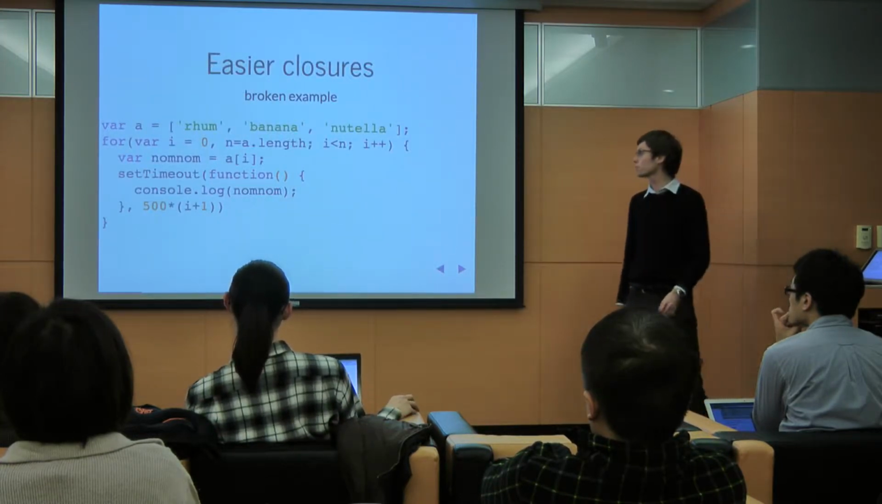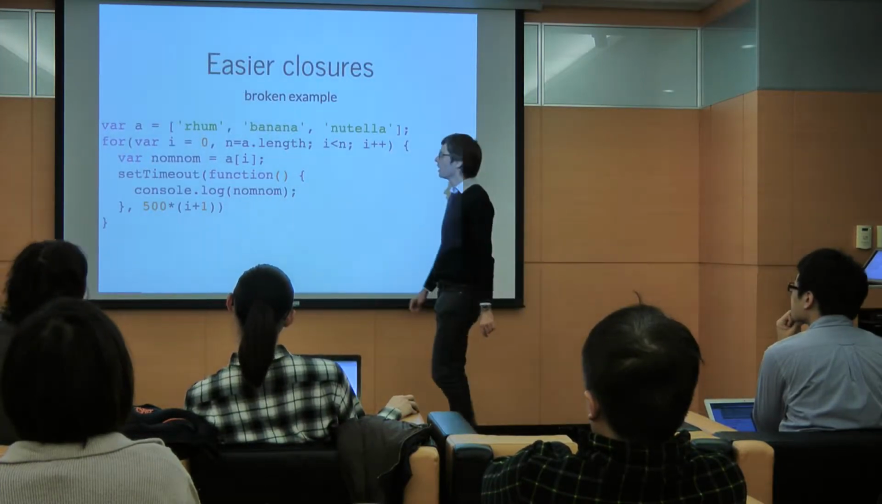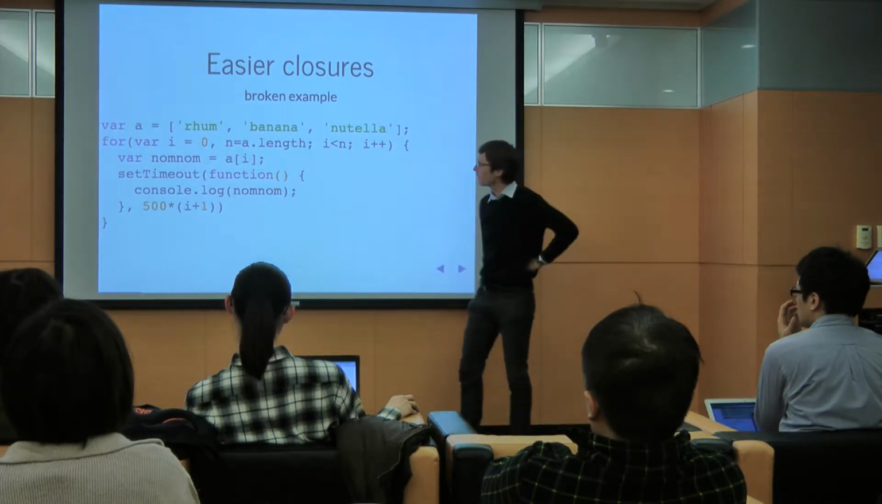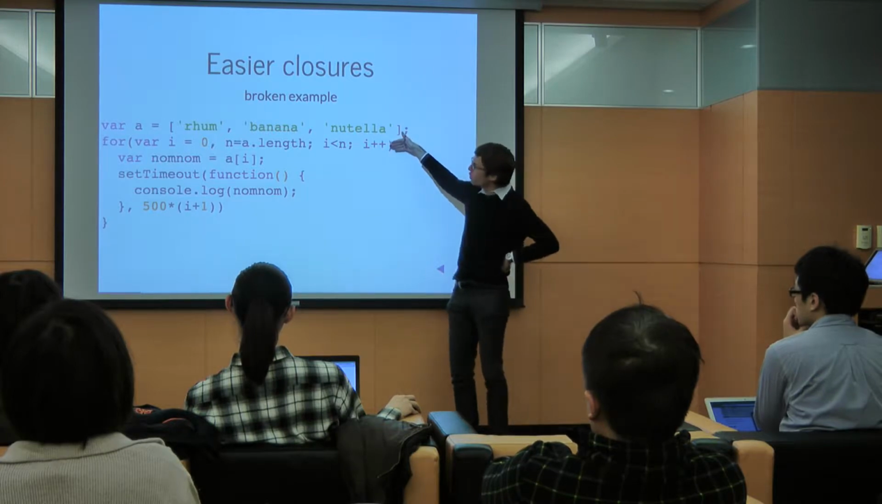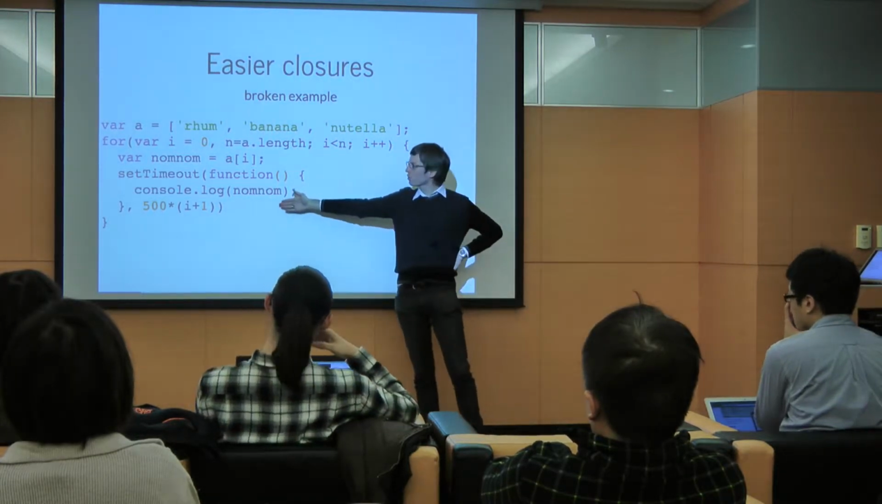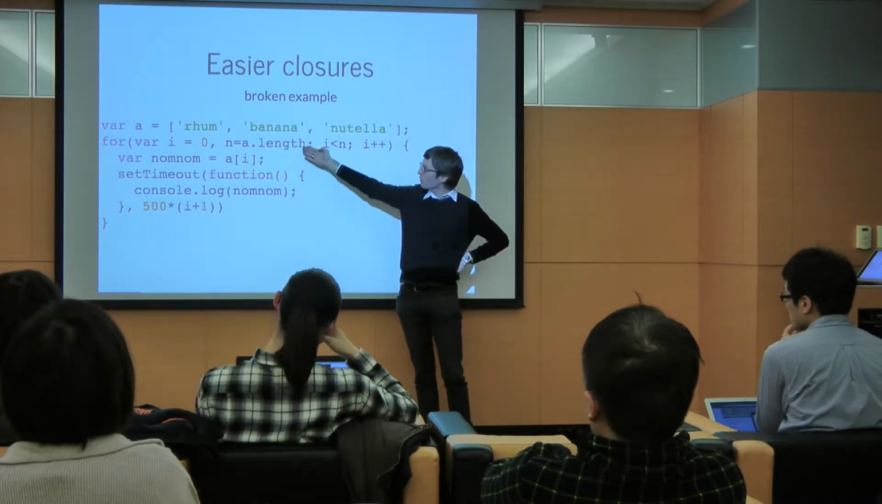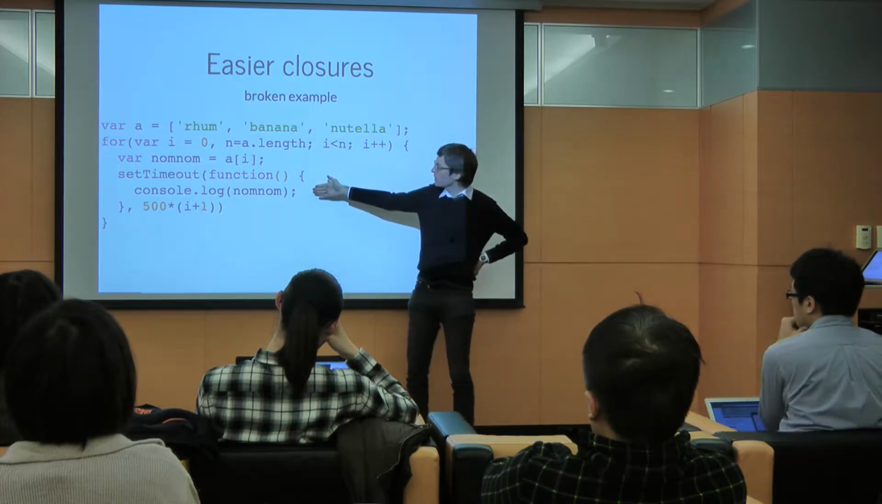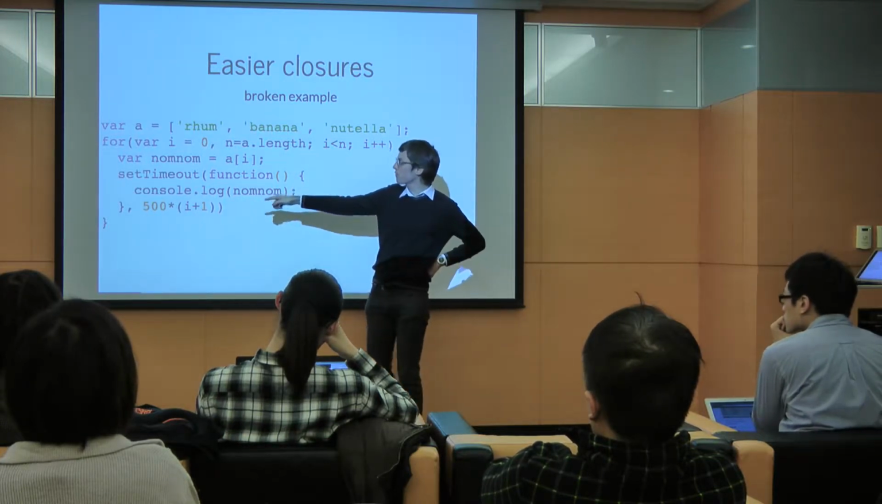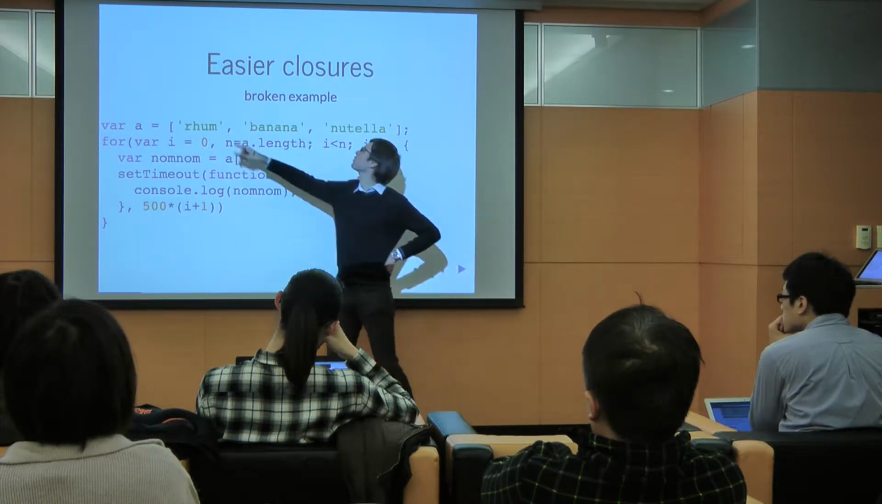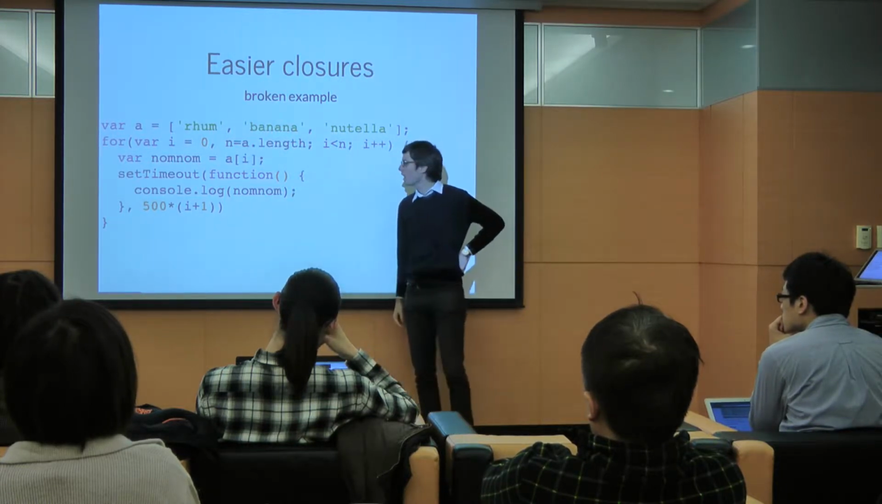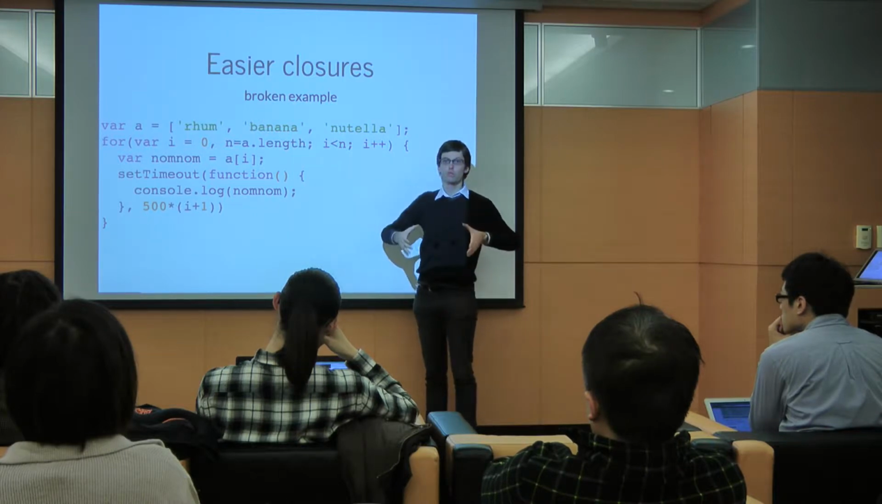It also makes closures easier because now, this is a traditional example. You have an array with some stuff inside, you have a loop, and you want to declare an asynchronous action to do over this array. So basically, every 500 milliseconds, a second and a second and a half, I'm going to output. I want to output first rum, banana, and then Nutella. By the way, if you put these three on a crepe, it's super good.